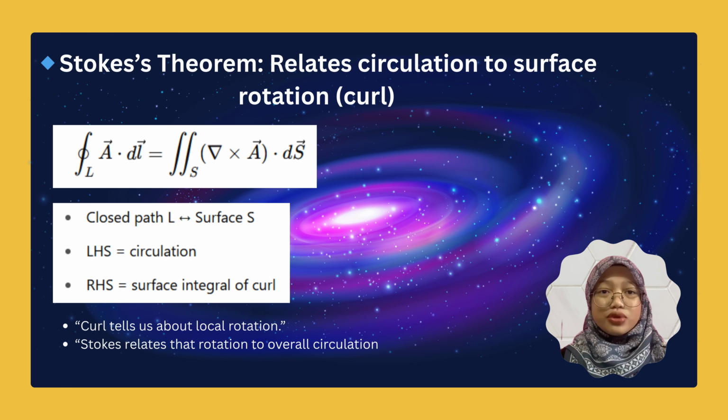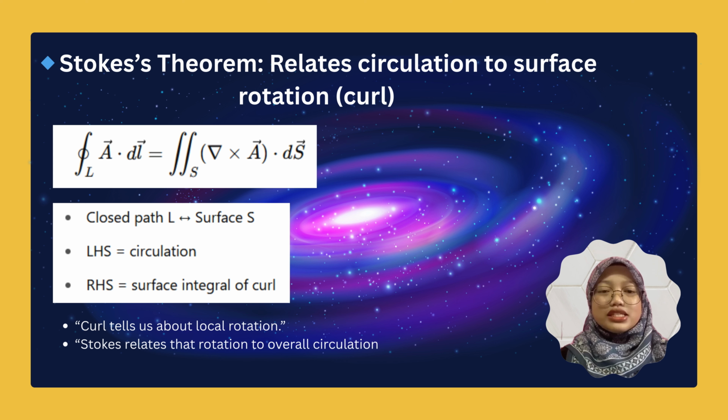Now, what if you want to relate this path to a surface? That's where Stokes' theorem comes in. It connects the circulation of a vector field around a closed curve to the curl of the field over the surface it encloses. It's written as the line integral of vector A dot dl around the closed path L is equal to the surface integral of the curl of A dot dS over the surface S.